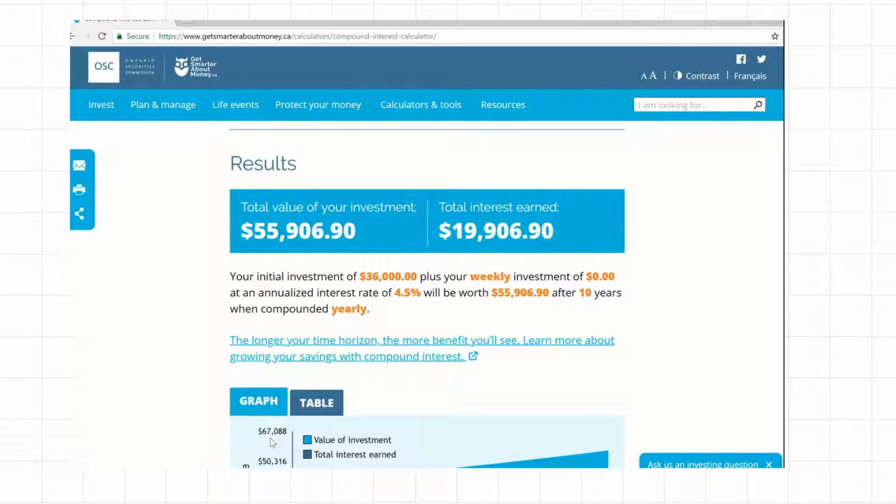And notice it's $55,906.90. So she's made quite a bit more in her compound interest account than in her simple interest account.